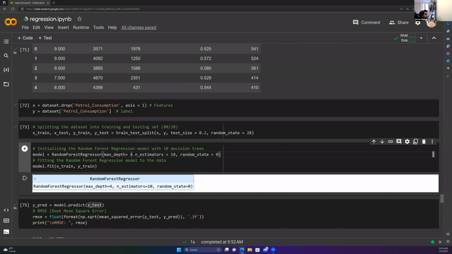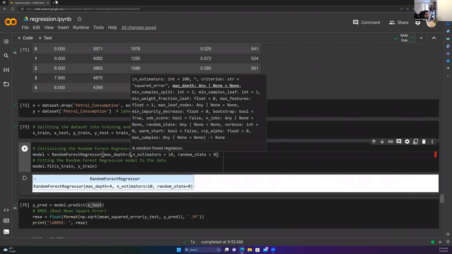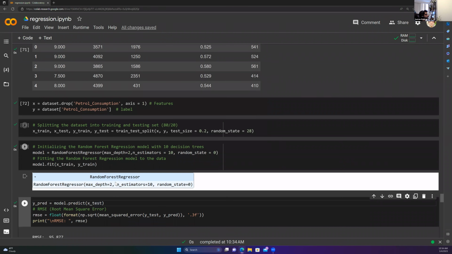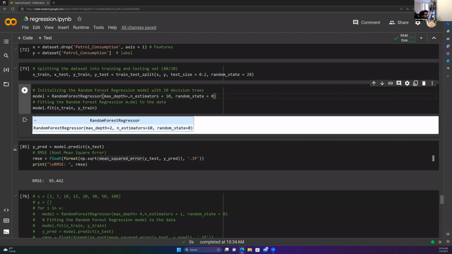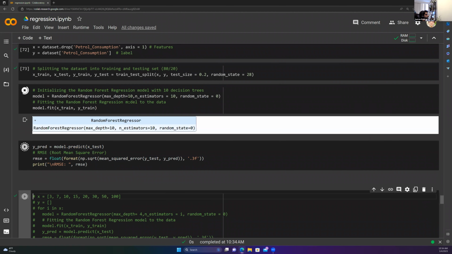So now if you change this, let's say I would go max depth 10. Let's go max 10, for example, 2. I'm going to run it. Let's see how things would change. So this changed a little bit, not much. Let's go for a higher value. Let's go 10. You see this increased a little.